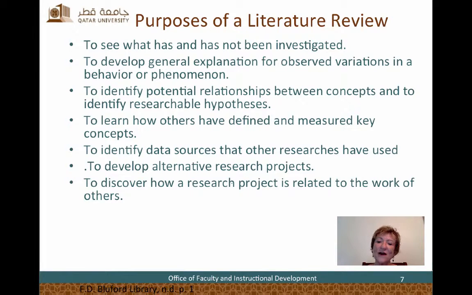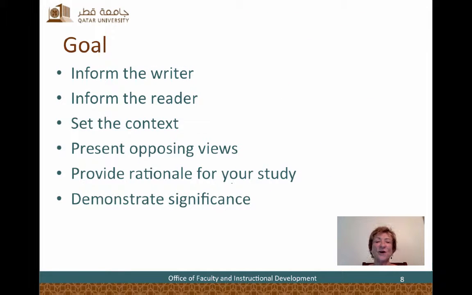And to discover how a research project is related to the work of others. So, overall, to inform the writer, that's you, sets you up as an expert. To inform the reader, helps them know, give them enough background to know what's going on, sets the context, says what's unique about your study, presents opposing views if there's controversy, provides the rationale for your study. Why are you spending the time? And demonstrates the significance.